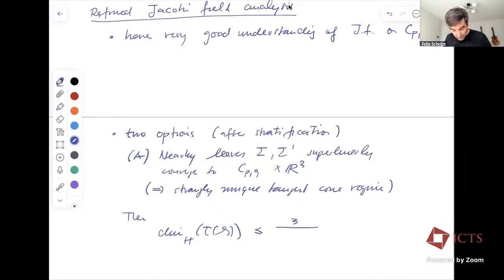So this better decay rate, whenever I had 1 plus 2 was borderline, then you can squeeze out a little delta here. So this is using this refined Jacobi field analysis, and this is less than 1. This is again okay.